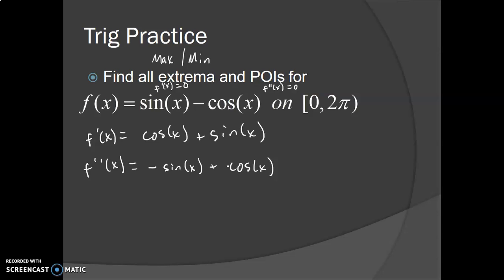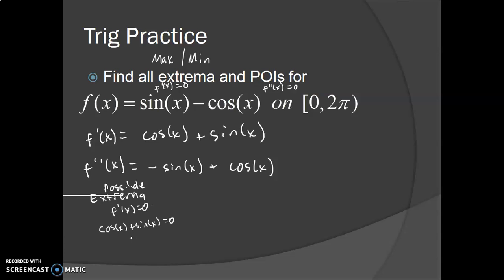So I need to know when the first derivative is equal to 0 and when the second derivative is equal to 0. So extrema, or at least possible extrema, happen when the first derivative is 0. So when cosine of x plus sine of x is equal to 0. Now you can think about when cosine and sine are the same value, except one's positive and one's negative, to think about how to solve this.